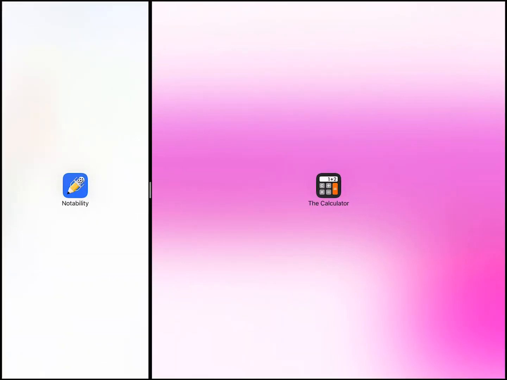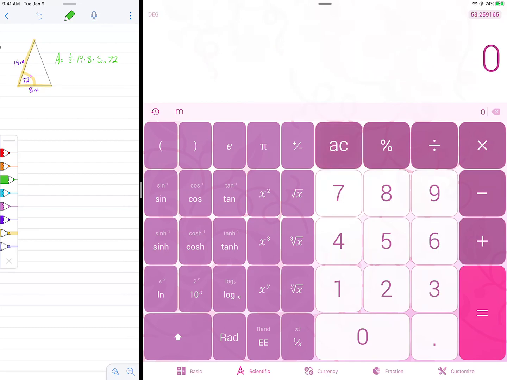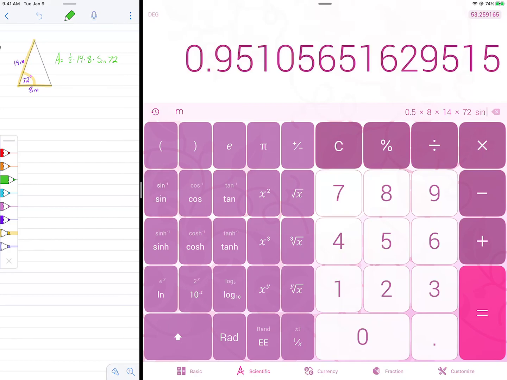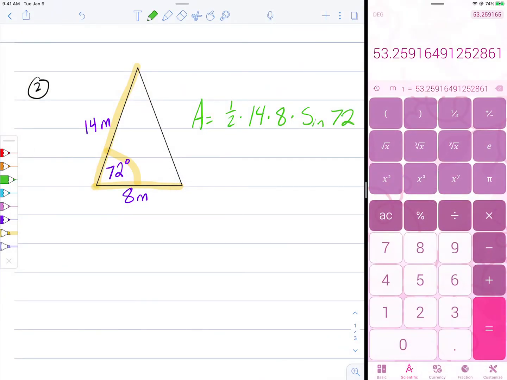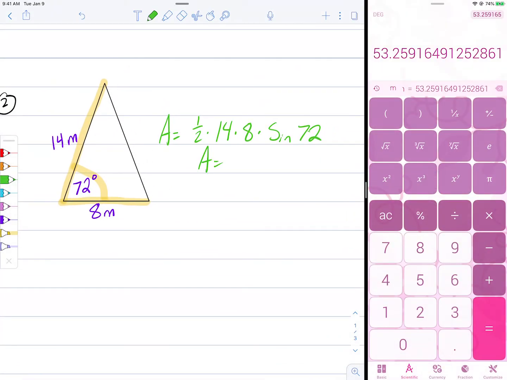So if I put that into my calculator, I'm going to go 0.5 again for 1/2 times 8 times 14 times the sine of 72, and sometimes my sine button doesn't like to actually click, and I'm going to get about 53.3. So that means that the area of this is about 53.3, and if I put my units, it'd be meters squared.